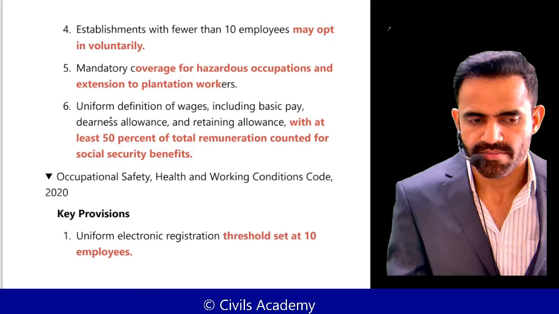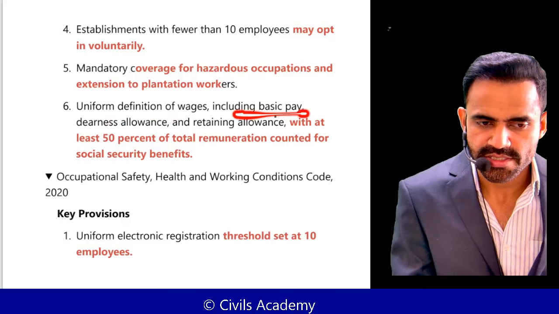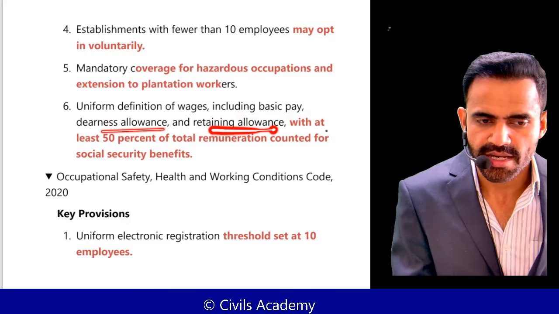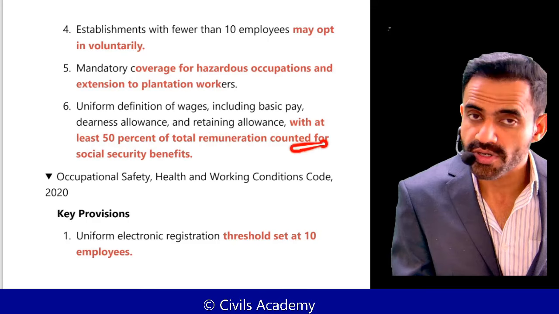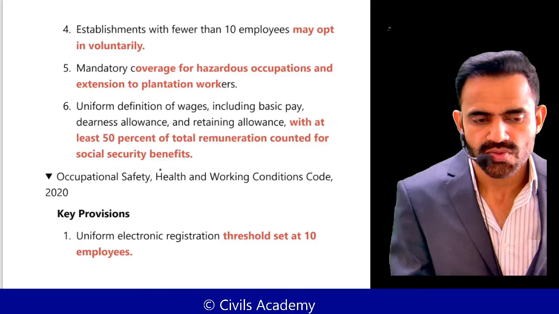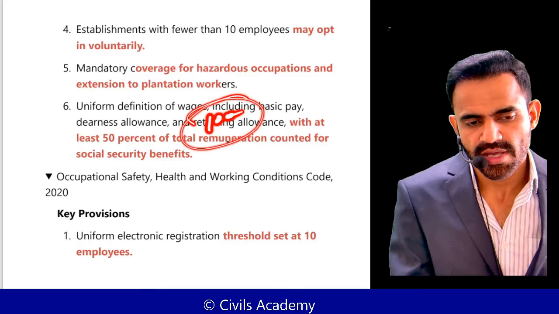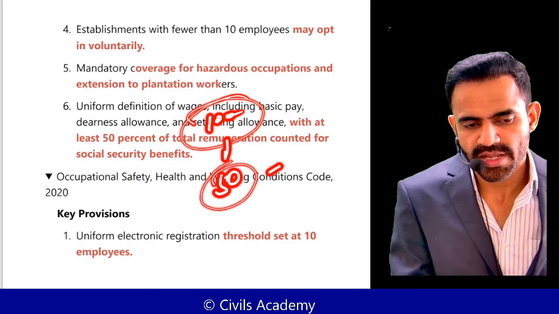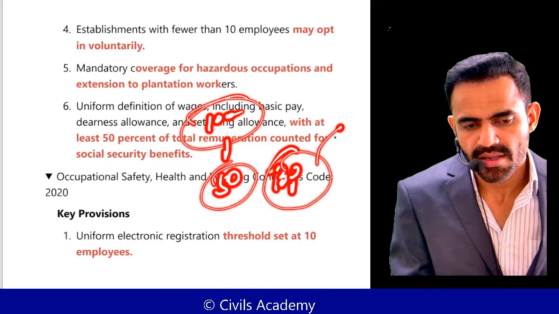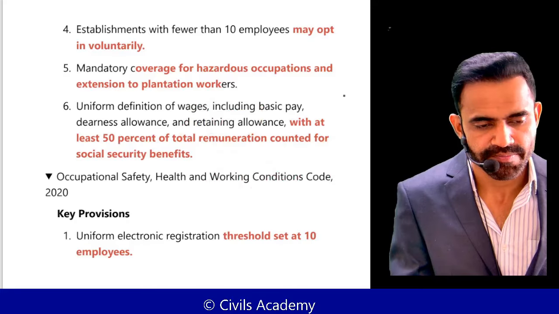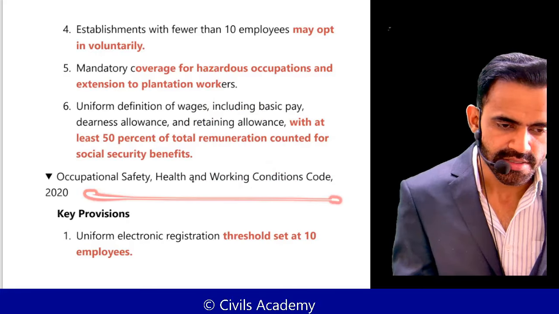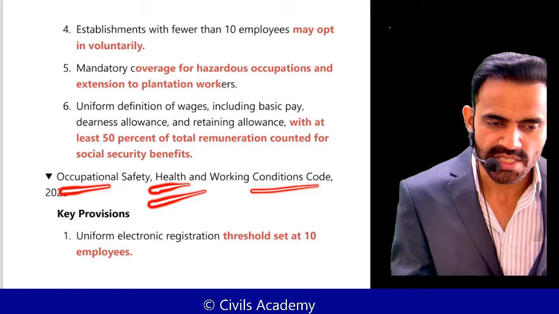Now read this. Uniform definition of wages including basic pay, DA, and retaining allowance, with at least 50% of total remuneration counted for social security benefit. If you are giving 100 rupees to your employee, 50 needs to be considered as basic pay, and on the basis of this basic pay you will have to contribute. You means employer. Okay. And last is OSH, that is the Occupational Safety, Health and Working Conditions Code.